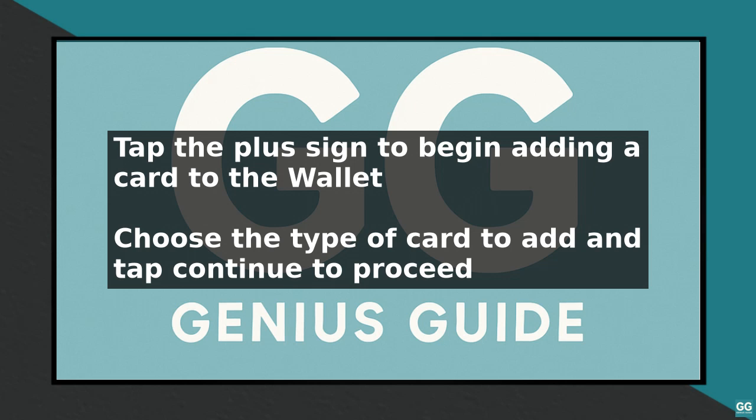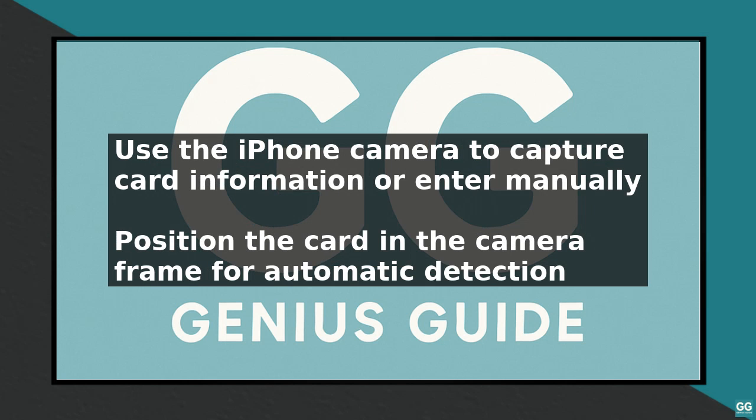After capturing or entering the card information, you will need to agree to the terms and conditions of the card issuer. Read through the terms and conditions carefully and tap Agree to proceed. Your bank or card issuer will then verify the information and may ask you to provide additional verification, such as a security code or a phone call to confirm your identity.